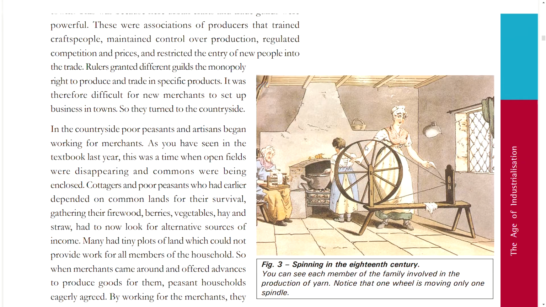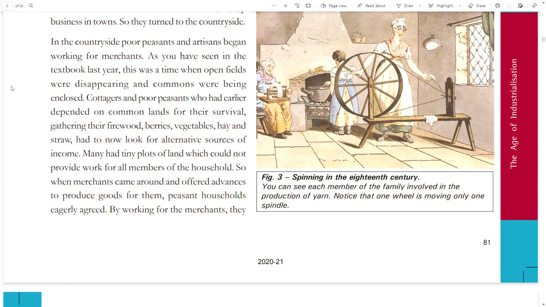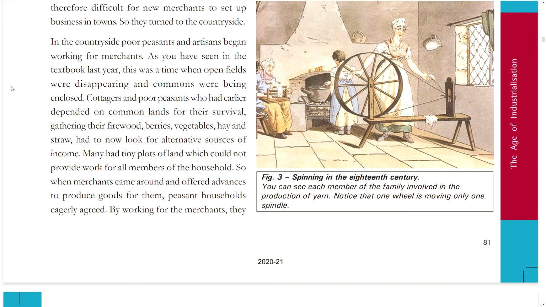Figure: spinning in the 18th century. You can see each member of the family involved in the production of yarn. Notice that one wheel is moving only one spindle. In the countryside, poor peasants and artisans began working for merchants.